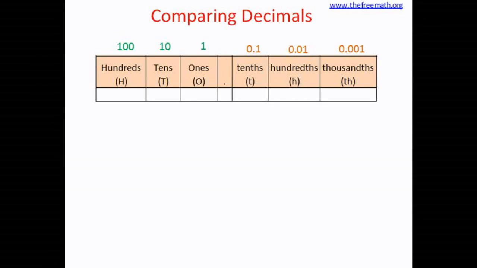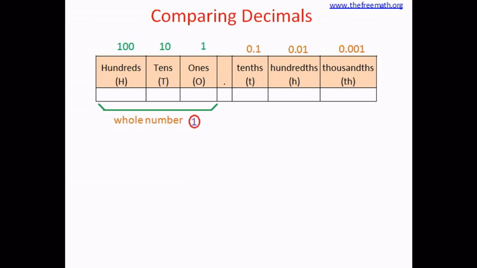We are going to see how to compare decimals. For that, first let's look at this place value chart and learn how to compare decimals. If you look at this chart, you can see that the whole number part comes before the decimal point. So when we compare two decimals, first we look at the whole number part. If the whole number is bigger, then that decimal is bigger.